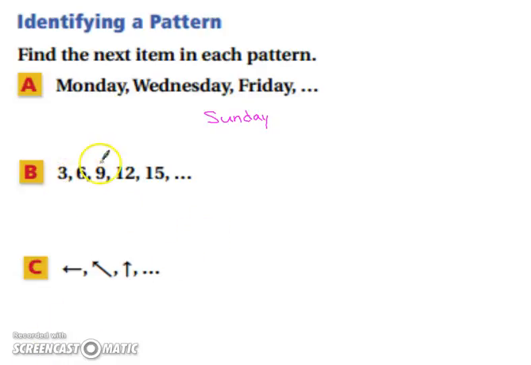Well, we have 3, 6, 9, 12, 15. They're multiples of 3. So the next number would be 18. And we've got one arrow to the left, then one going up and to the left, and then one going up. So the next one in the cycle will just go up and to the right slightly.